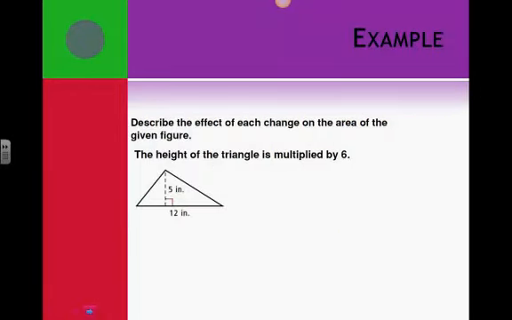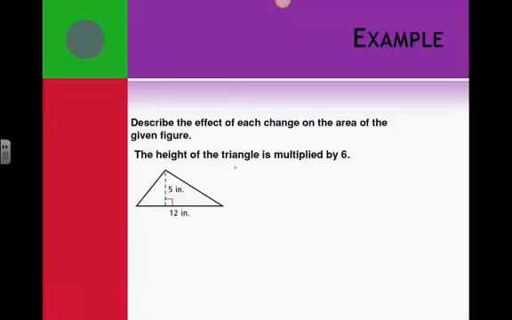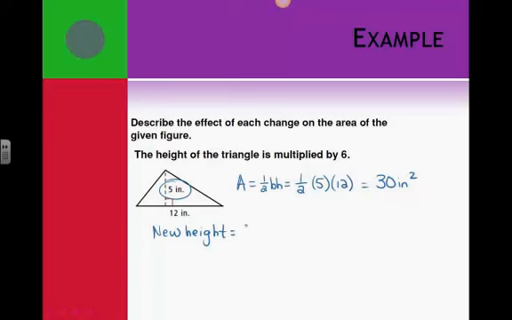Let's see if we can figure out what the effect is on the area if we change the height of this triangle. So let's find our original area. Area equals 1/2 base times height, which is 1/2 times 5 times 12, which is 30 square inches. Now it says the height of the triangle is multiplied by 6. So our height is no longer 5. Our new height equals 5 times 6, which is 30 inches.